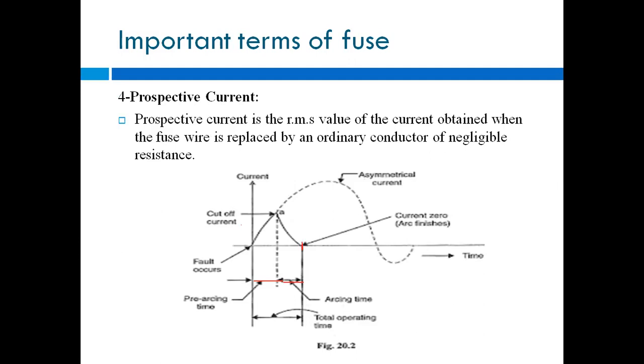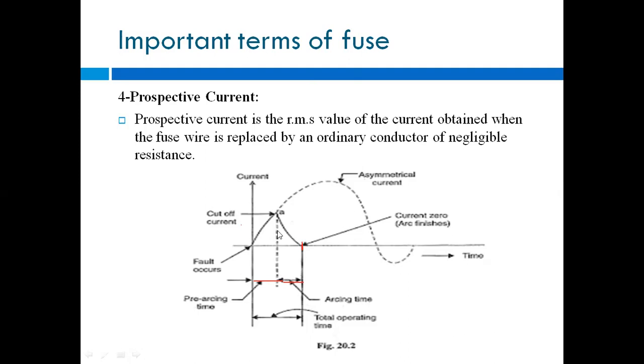Then we have seen the prospective current. That is the RMS value of current obtained when the fuse wire is replaced. So here, this is the main diagram. If you understand this, then you can easily define all the terms here. First, one sine wave is given, and when any fault occurs in the system, this first loop becomes high. This first loop becomes very high, meaning the current increases in the circuit.